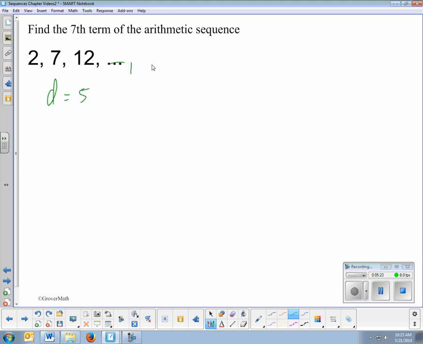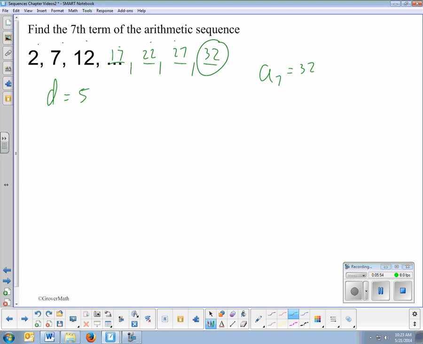So I could just continue this pattern. Let's see, I add 5 and I'll get 17, add 5, I'll get 22, add 5, I'll get 27, and add 5, I'll get 32. And so this is my first, second, third, fourth, fifth, sixth, and seventh term. So A7 equals 32. And you can do that. That's acceptable as long as you list them all out. But let's try it with the formula.